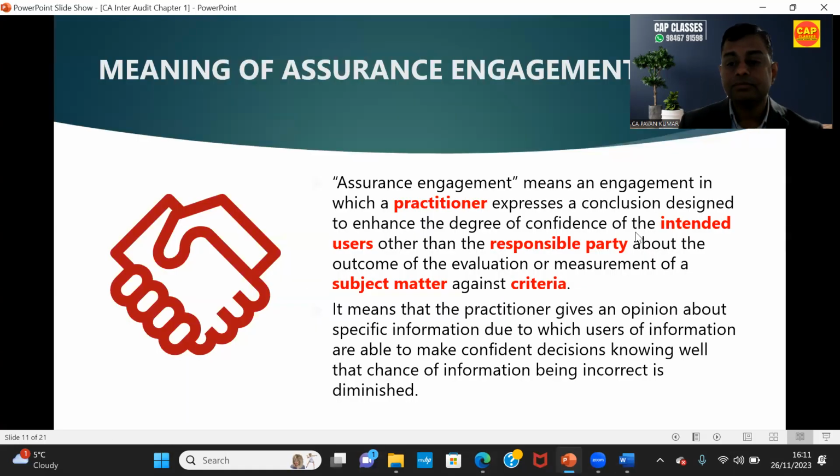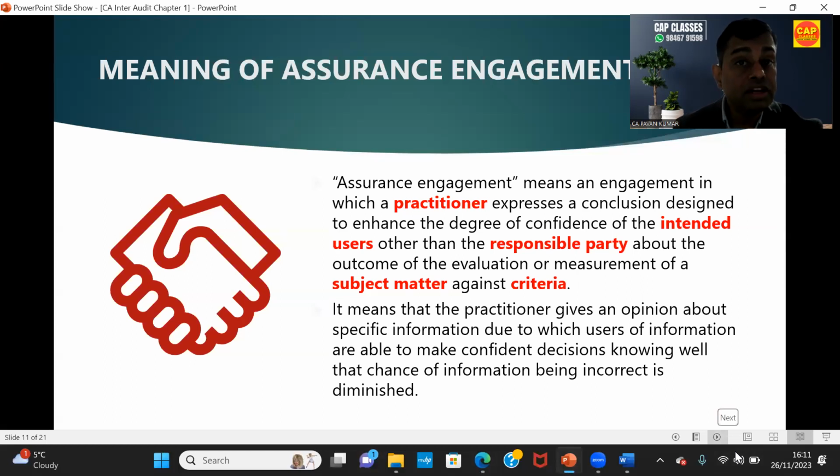Now, look at this again. It means that the practitioner gives an opinion about specific information due to which the user of information is able to make confident decision, knowing well that the chance of information being incorrect is diminished. So the seller of the building is not giving any false information because I verified it. The information is not incorrect because the practitioner verified it already. This is assurance engagement.